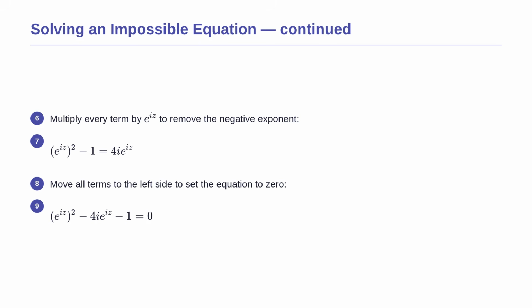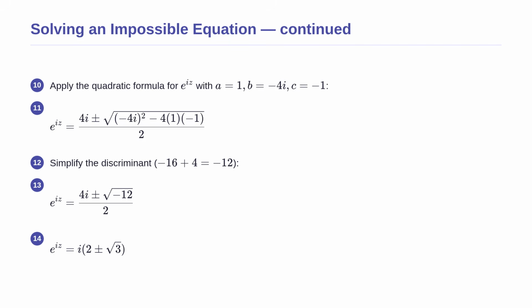We then move all terms to the left side to set the equation to 0. This now perfectly matches the standard quadratic form, setting us up to use the quadratic formula. Now we apply the quadratic formula to solve for e to the power of iz. We carefully plug in our coefficients. A is 1, B is negative 4i, and C is negative 1.